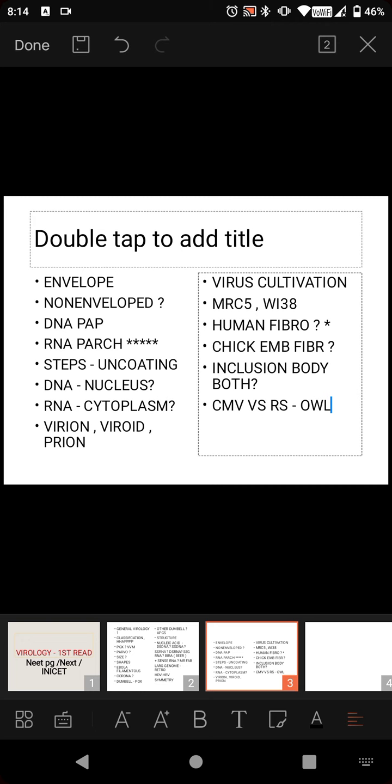Then coming to the Warthin-Finkeldey giant cell. Warthin-Finkeldey giant cell means many inclusions clubbed together, and measles also has both cytoplasmic and nuclear inclusions, so you can use that as a hint. And one more thing you have to remember here: measles is the only H2 virus with Warthin-Finkeldey giant cells.